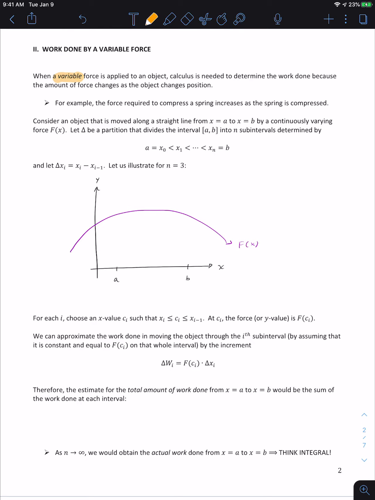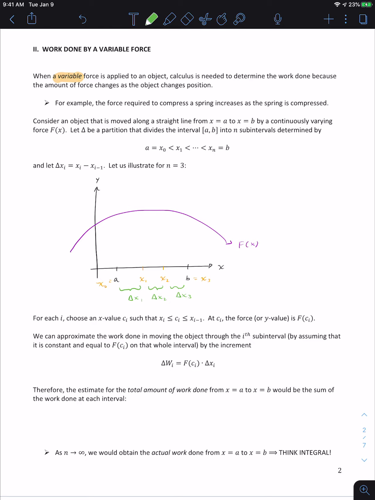So we're going to make this 3 different partitions here. So this would be our x sub 1, this would be our x sub 2, B is going to be our x sub 3, and A is going to be our x sub 0. And just as before in the other videos, we're going to call this delta x sub 1, delta x sub 2, because remember delta stands for change, and this as delta x sub 3.